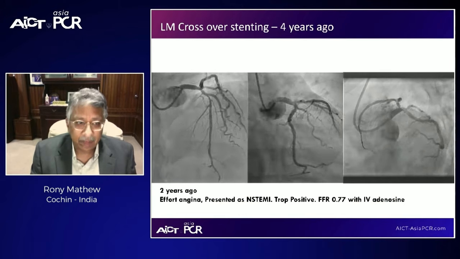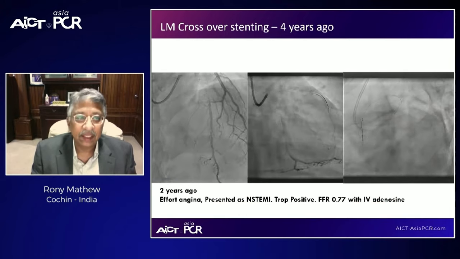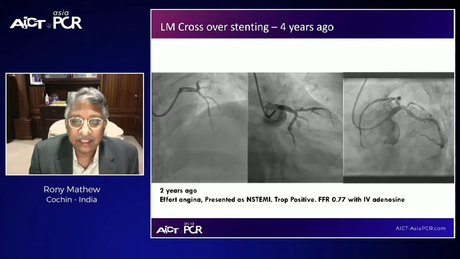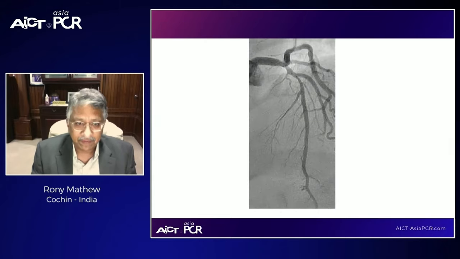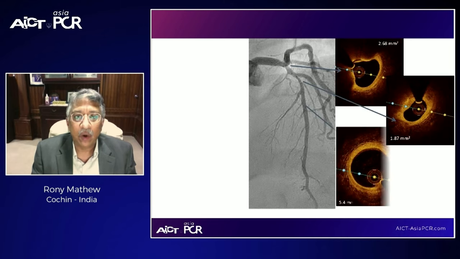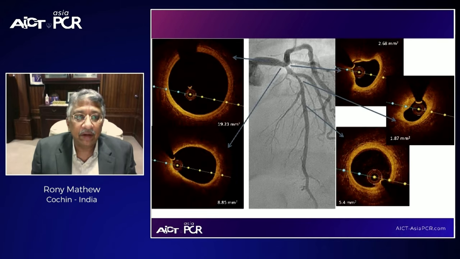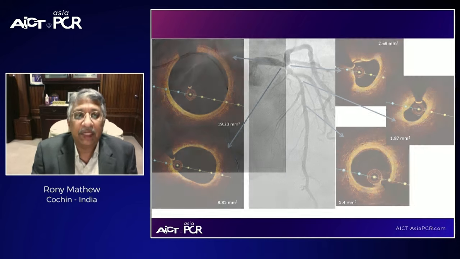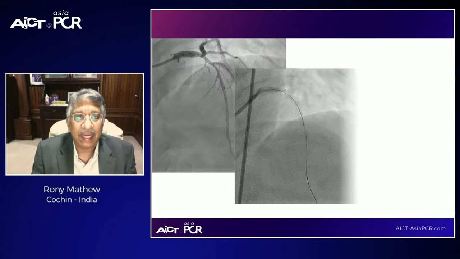This is the example that I'm going to show you. One of the cases had an LM to LAD lesion, as you can see over here. The FFR was 0.7. And when we did the OCT, there was a lesion going right into the left main, a thin cap fibroatheroma, with an 8.8 millimeter square area. So we decided to go and do a left main to LAD stenting.